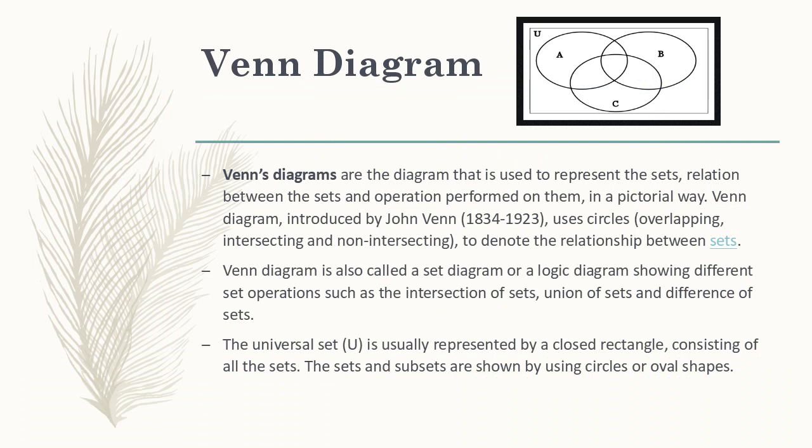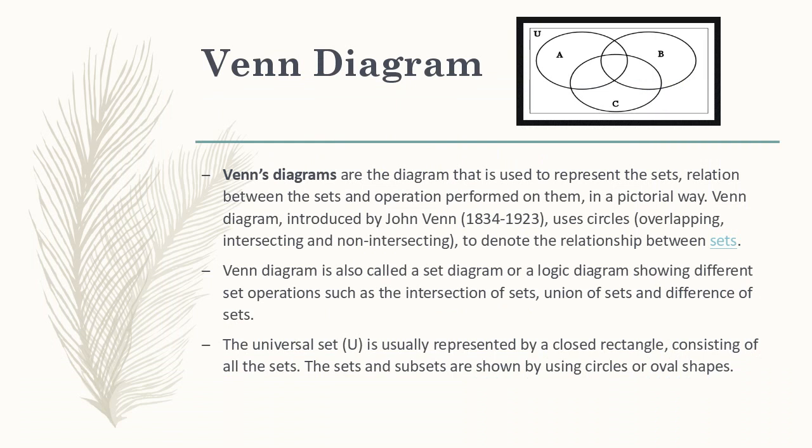Venn diagram. Venn diagrams are the diagrams that are used to represent sets, the relations between sets, and operations performed on them in a pictorial way. The Venn diagram was introduced by John Venn, using circles to denote the relationship between sets. A Venn diagram is also called a set diagram or a logic diagram, showing different set operations such as intersection of sets, union of sets and difference of sets.